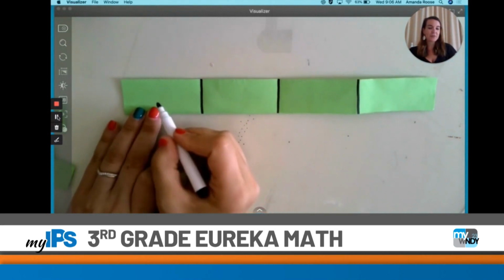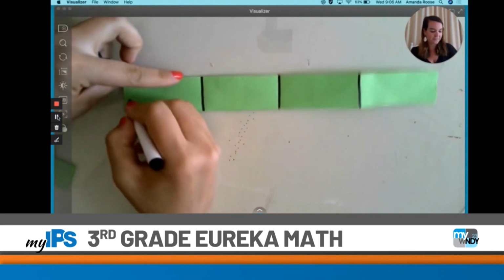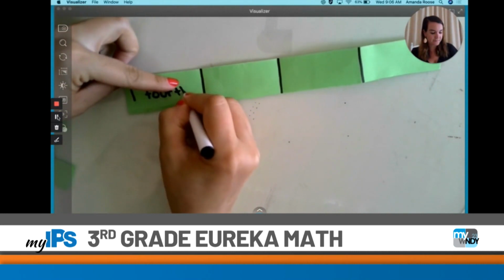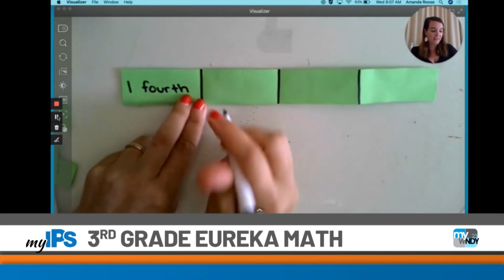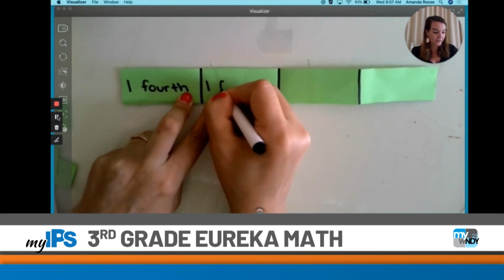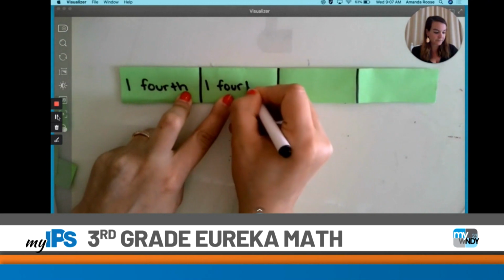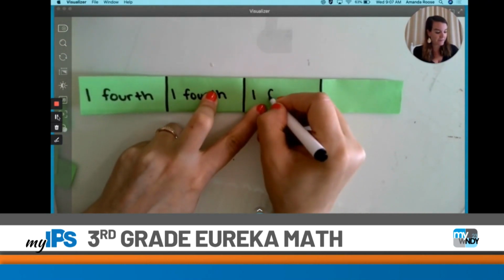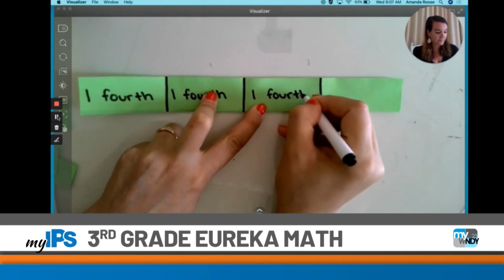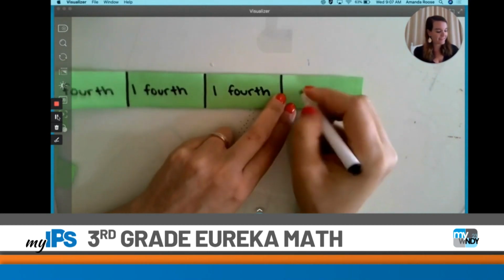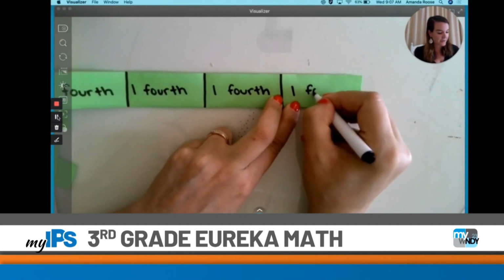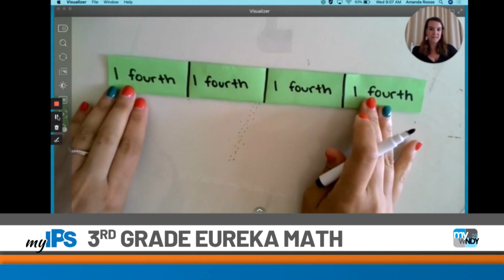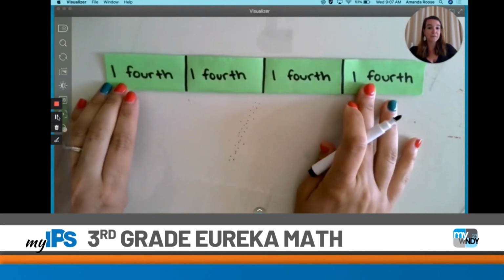Fourths. So we have 1/4. And then we have another copy of 1/4. And another copy of 1/4. And another copy of 1/4. There's our fraction strip for fourths.